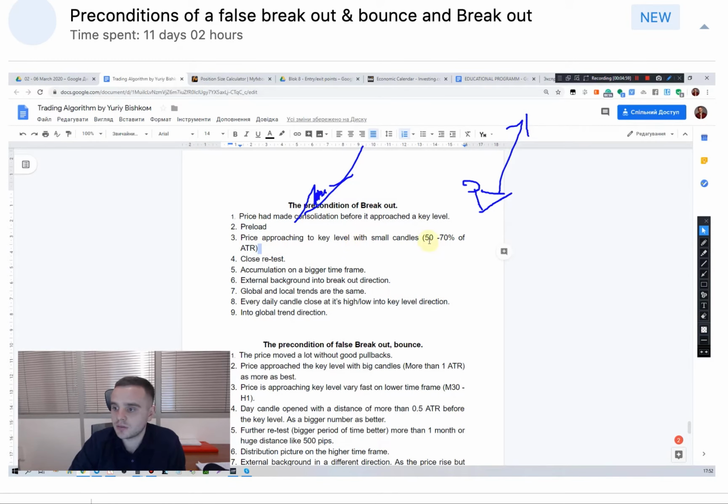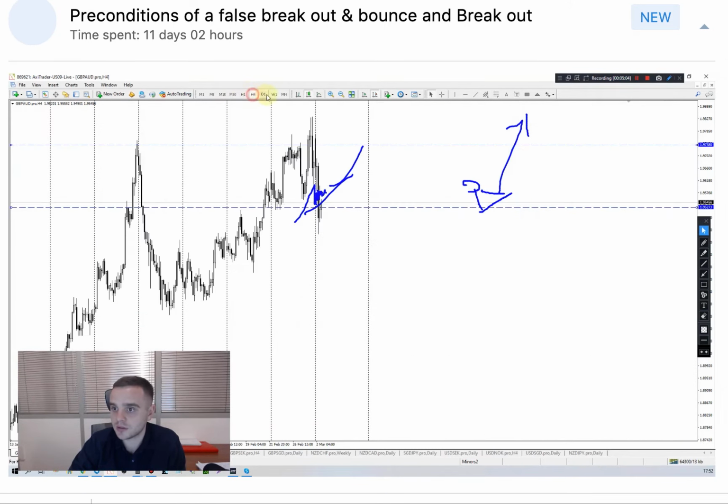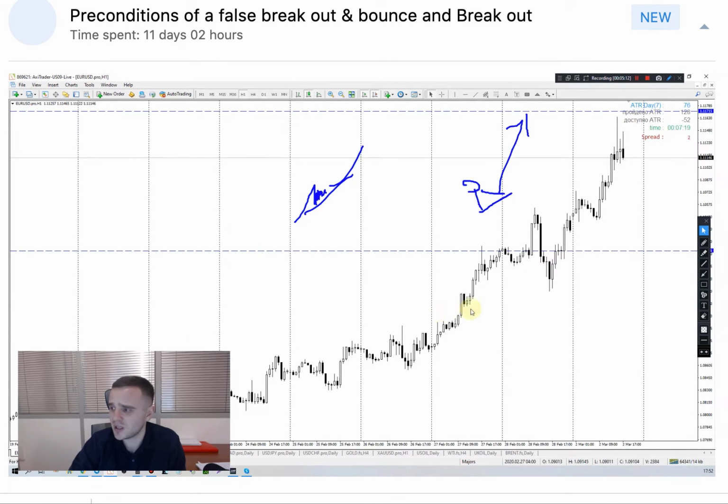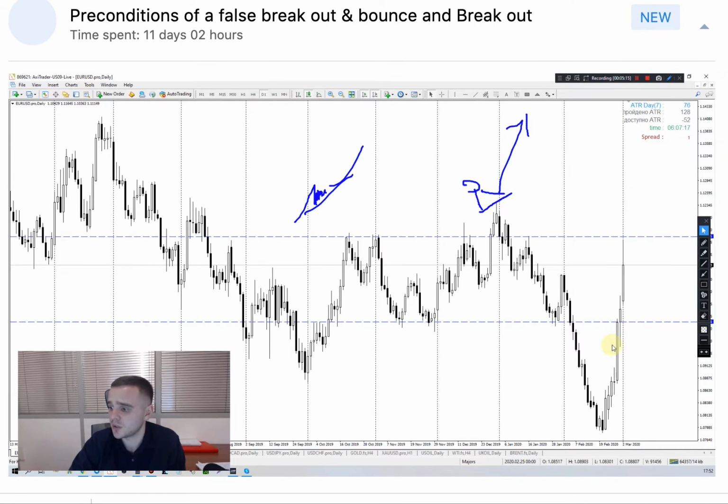Price approaches a key level with small candles, 50-70% of ATR. You need to understand that when price approaches the key level with big candles of 1 ATR, something like that, with huge possibilities there will be a bounce. But when price approaches some key level with very low candles, that means big players want to move that instrument slowly, and that's why with huge possibilities there will be a breakout.